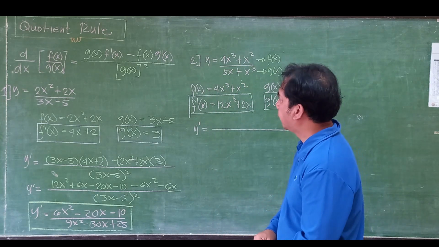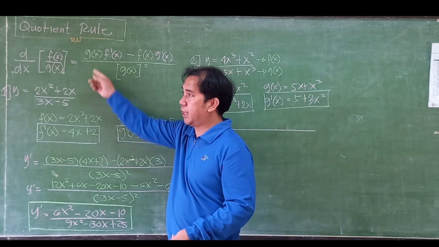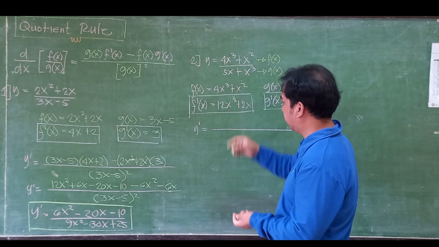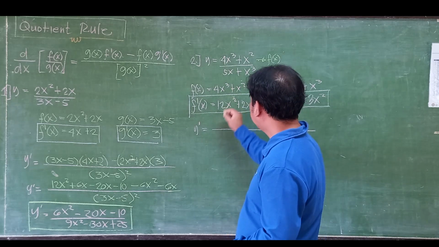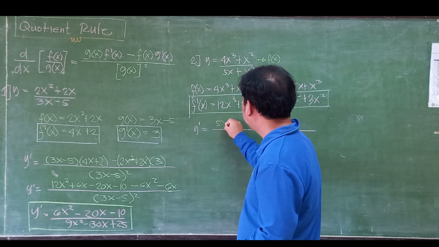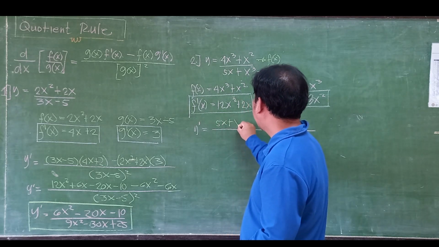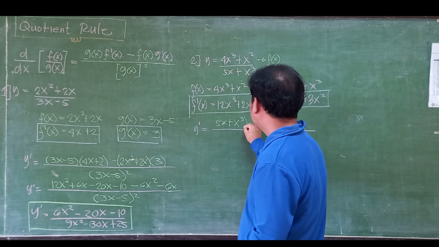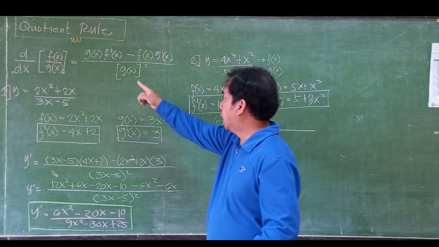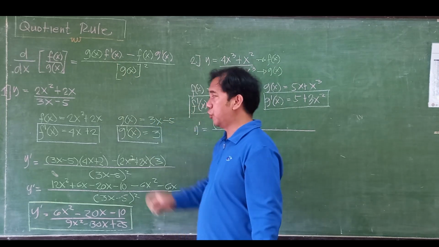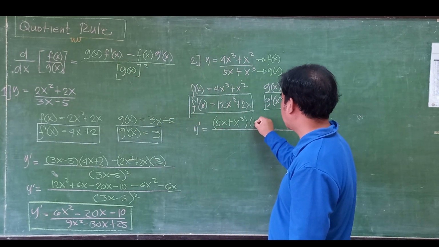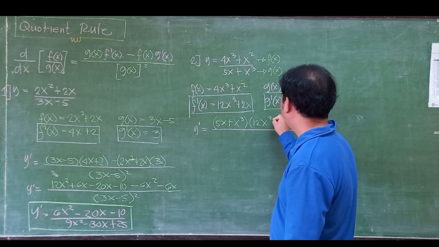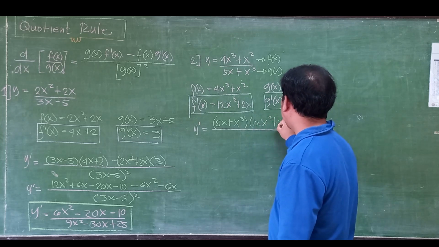And let's try to have, what is your original g of x? Our g of x is 5x plus x raised to 3, multiplied by the derivative of the f function. What is the derivative of the f function? That is the same as 12x raised to 2 plus 2x.